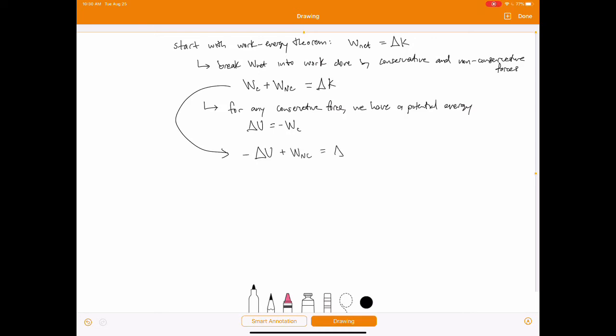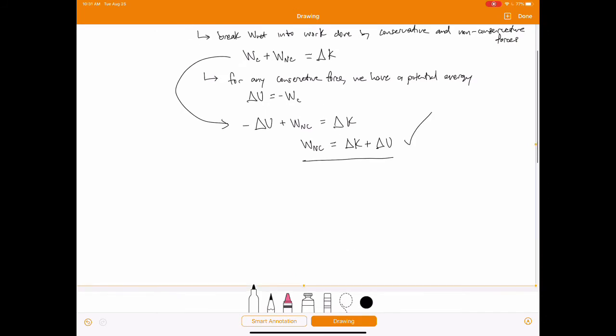That equals delta K. So just shift the minus delta U over to the other side, and we'll have W_NC equals delta K plus delta U. That's what I wanted to prove to you guys. So the work done by non-conservative forces is just the change in kinetic plus the change in potential, which is just the overall change in mechanical energy.